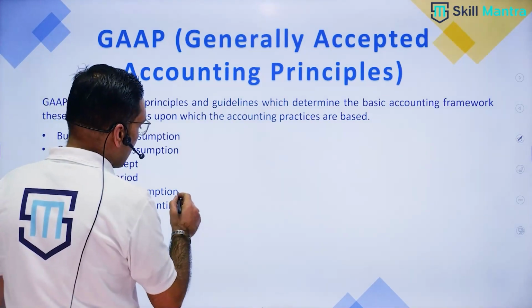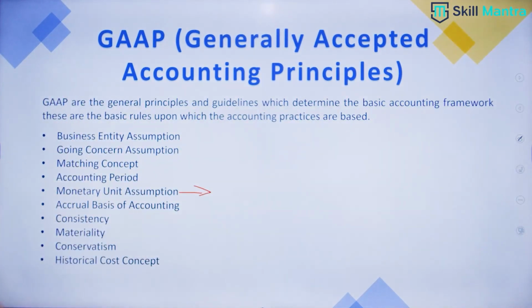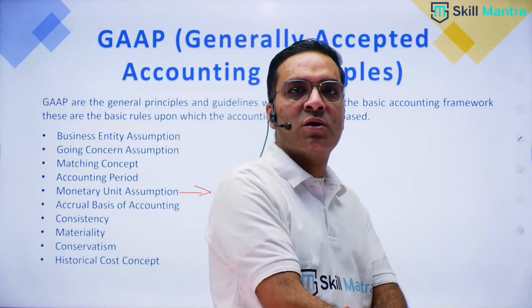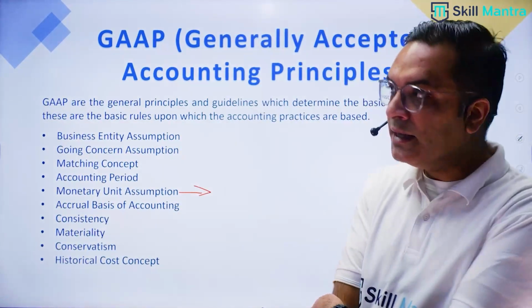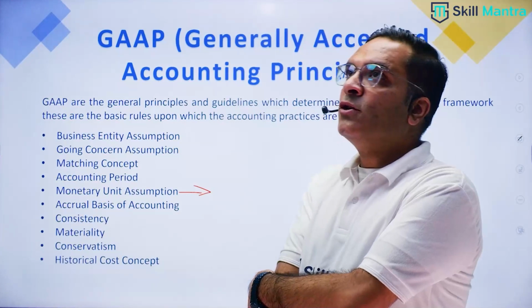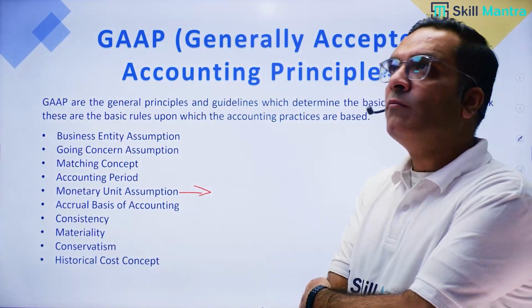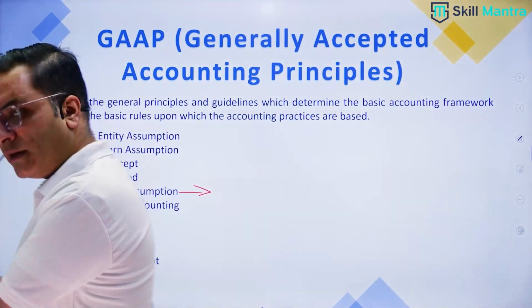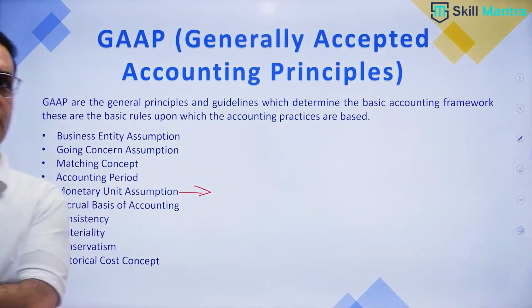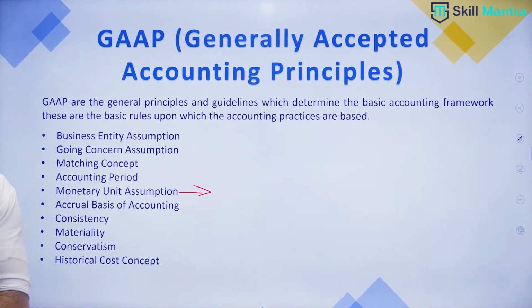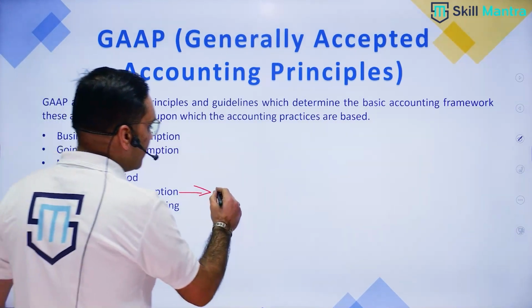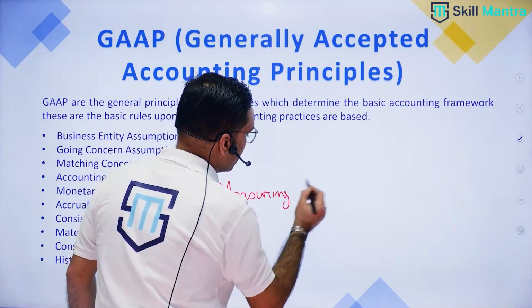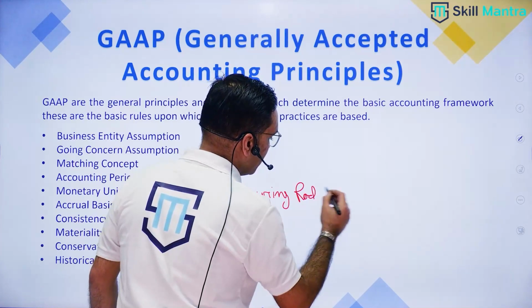Then moving down to monetary unit assumption. Monetary unit assumption is nothing but what we call the measuring rod of money, right? Anything that you record in accounting is capable of being measured in terms of money. You can use rupees as a unit, right? You can use dollars, pounds, or whatever as a unit. But the point here is the measuring rod of money. You can Google this concept, the measuring rod of money.